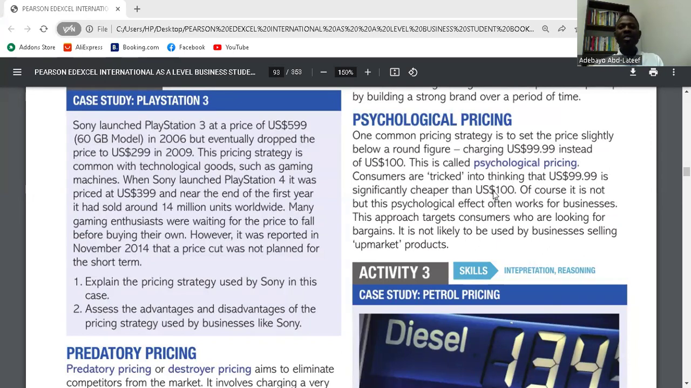One common pricing strategy is to set the price slightly below a round figure. Charging $99.99 instead of $100. This is called psychological pricing. Consumers are tricked into thinking that $99.99 is significantly cheaper than $100. Of course, it is not, but this psychological effect often works for businesses. This approach targets consumers who are looking for bargains. It is not likely to be used by businesses selling upmarket products.